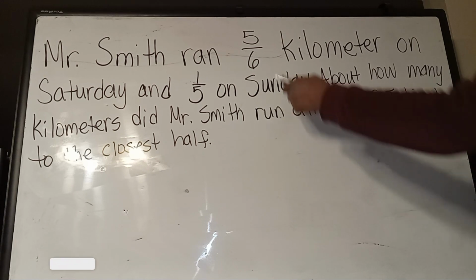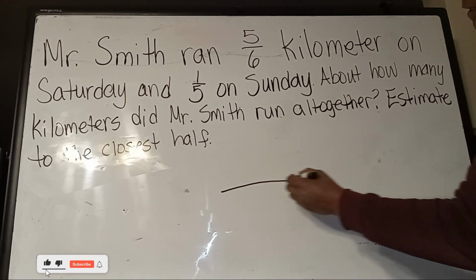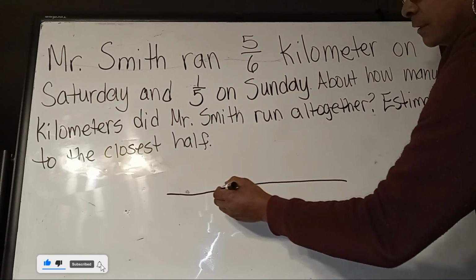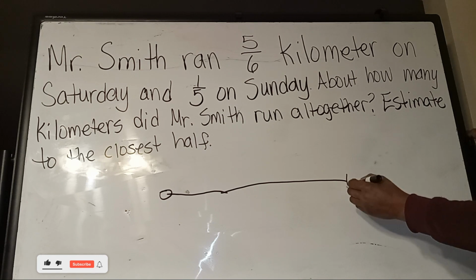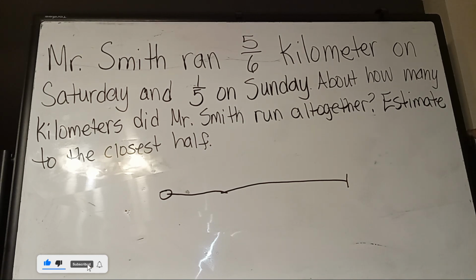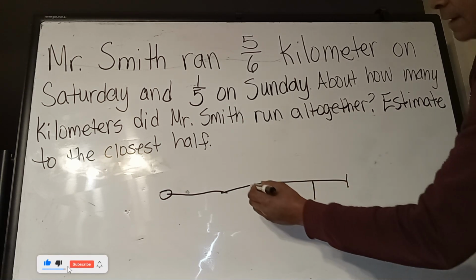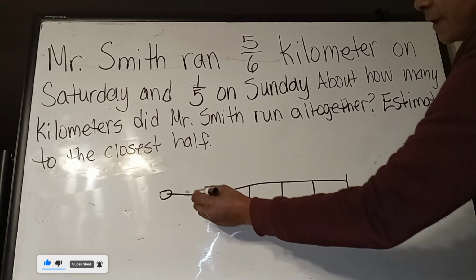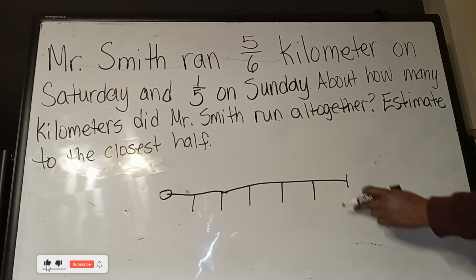Our denominator tells us how many parts it was split into. It's the number 6, which means we have 6 parts on our number line. Our number line will start with a 0 and end with a 1. The 6 means how many times this line is split up before we get to the whole. So I'm just going to make my splits so we have 6: 1, 2, 3, 4, 5, and 6 would be our whole.